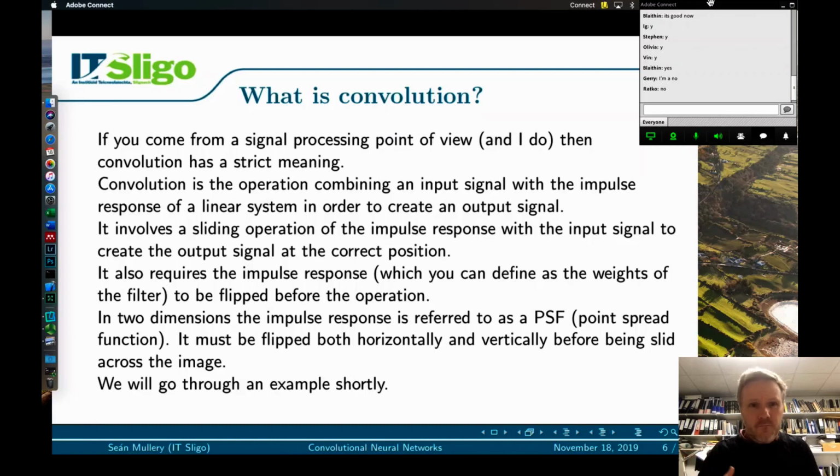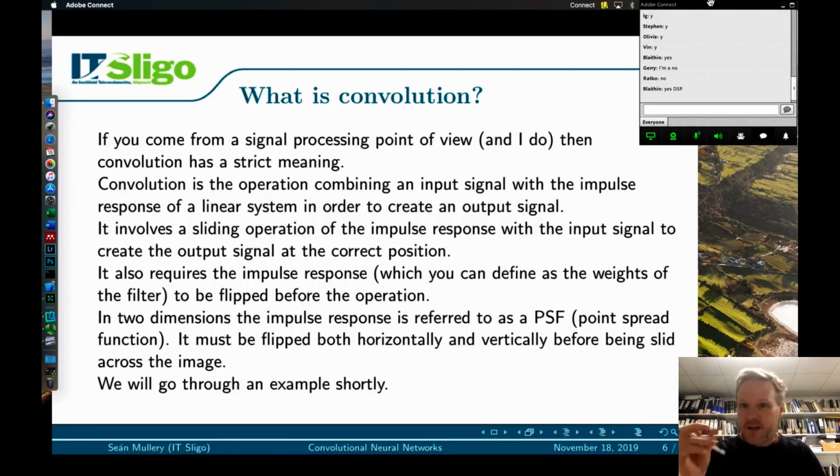But for some of you, you may have only come across convolution in terms of image processing with me last year, or in terms of digital signal processing, and that's certainly the background that I've come from. If you come from a signal processing point of view, and I do, then convolution has a very strict meaning. And indeed, when I was first looking at convolutional neural networks, I got very hung up on this issue for the first few months, until I had a key insight about them.